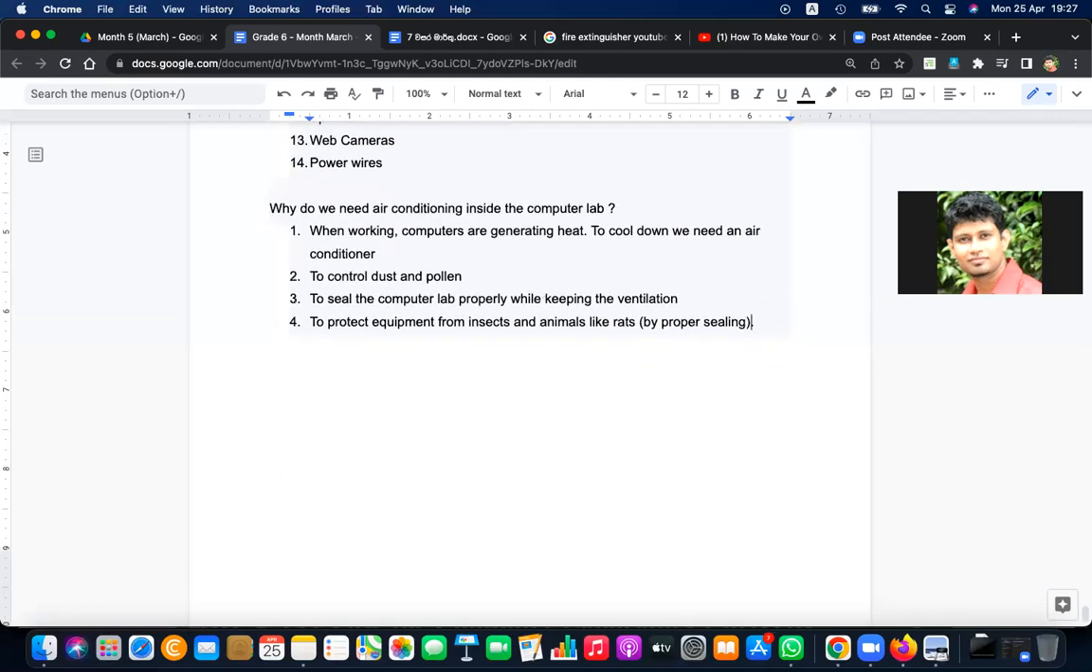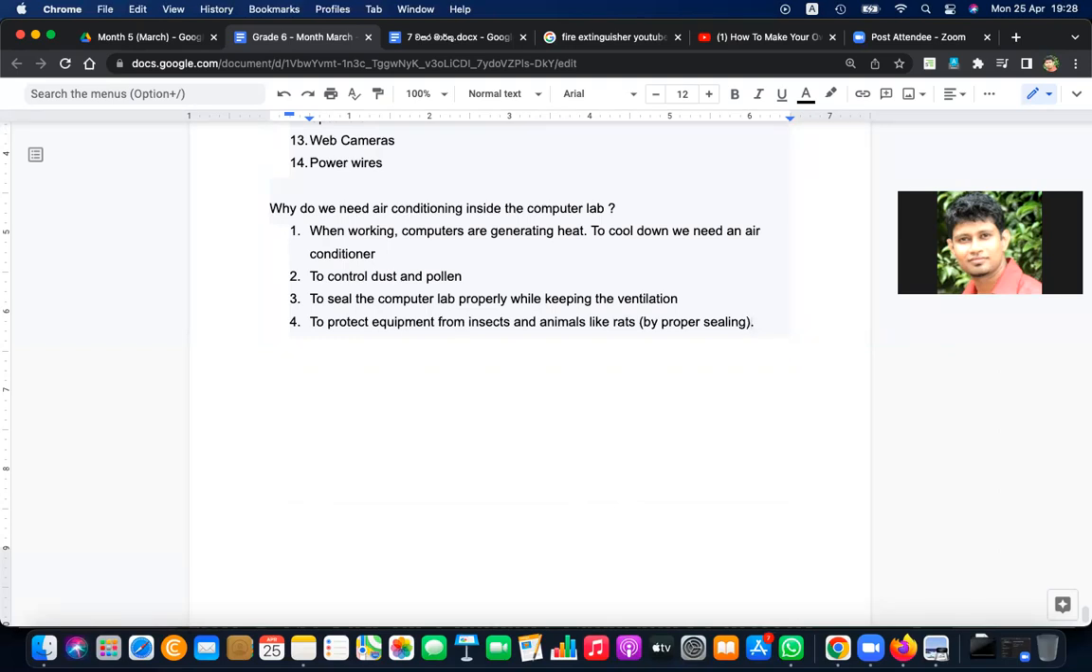So these are the reasons why we need an air conditioner. We need to cool the lab. We need to control the dust. When the room is properly sealed, the dust and pollen are controlled. It's not much coming into the room. So that is one reason that we need to put in an air conditioner.